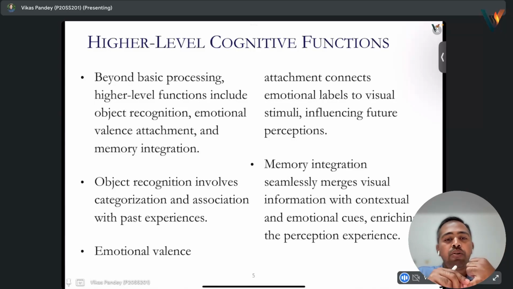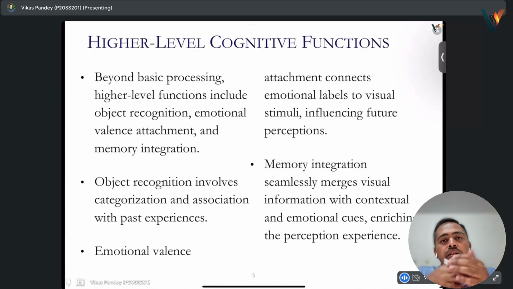Object recognition involves categorization and association with past experiences. Then there is emotional attachment, like seeing something and becoming very happy. When a child sees something, that makes him happy. How does he do that? Because, say he meets his uncle after some time, he will feel happy because he has some past experiences.